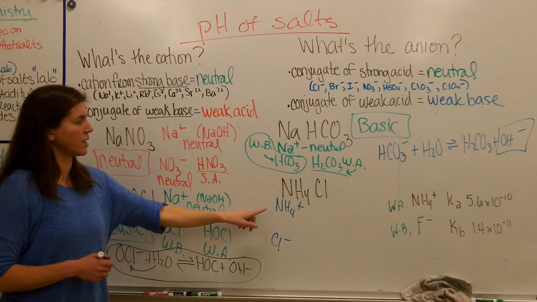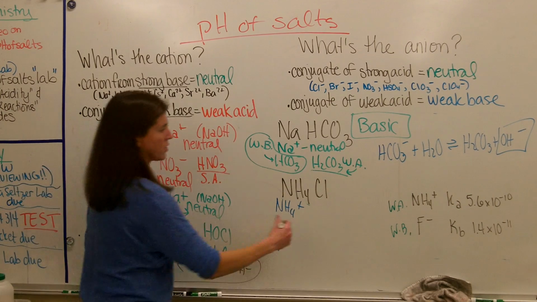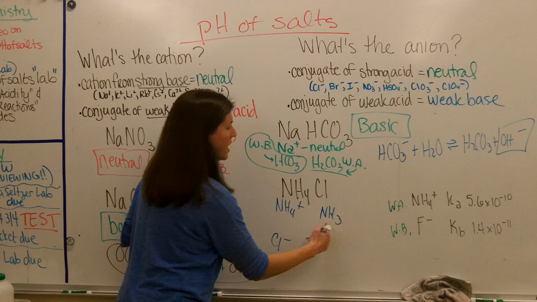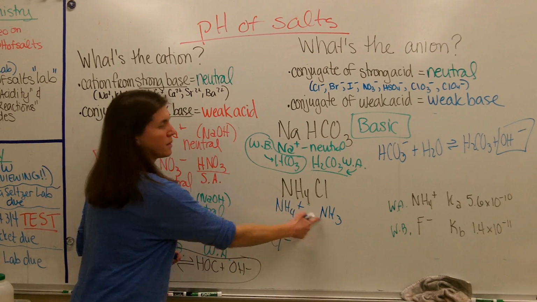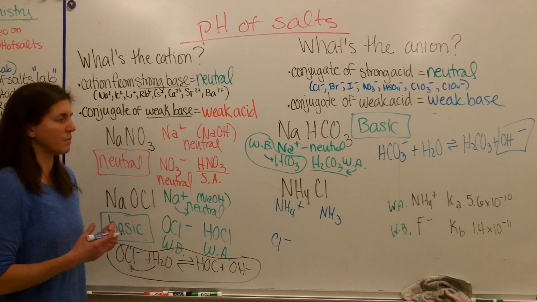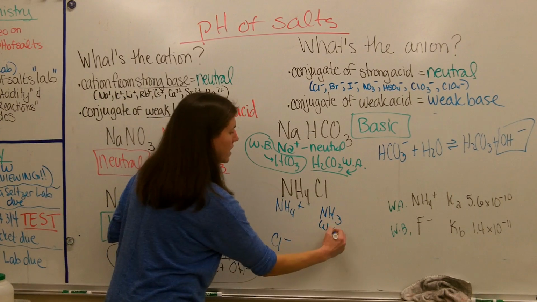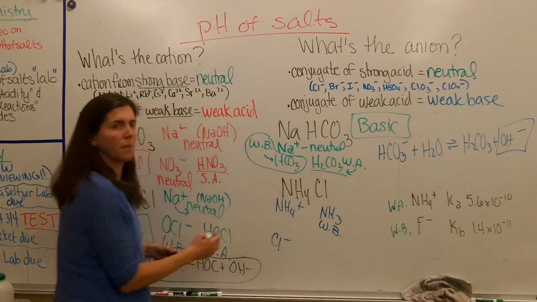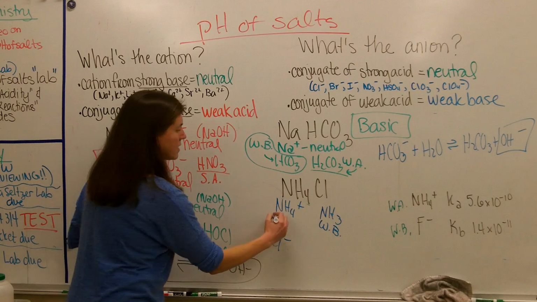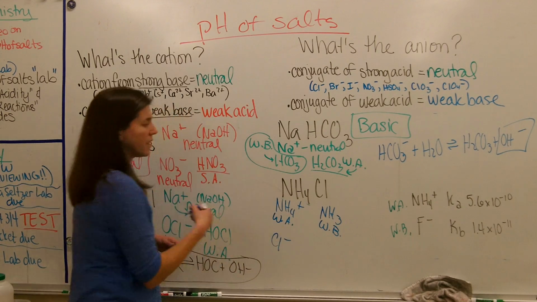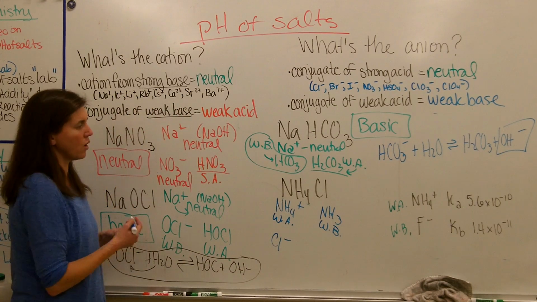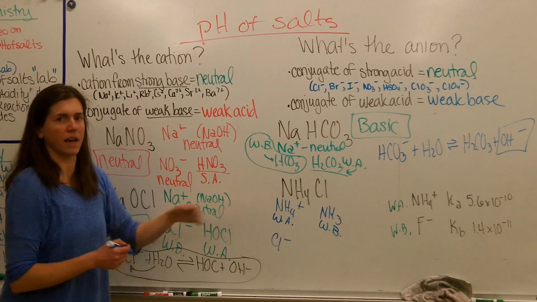So to find the conjugate base of this one, I'm going to remove a hydrogen. So the conjugate base of the ammonium ion is ammonia, NH3, and that's something we should recognize as being a weak base. If this is a weak base, then that makes NH4 plus a weak acid. So our cation is a weak acid.